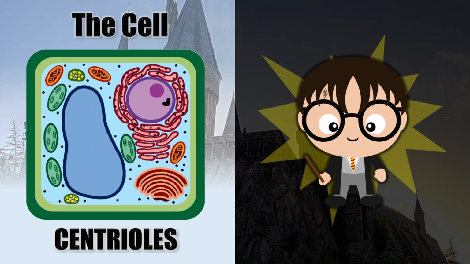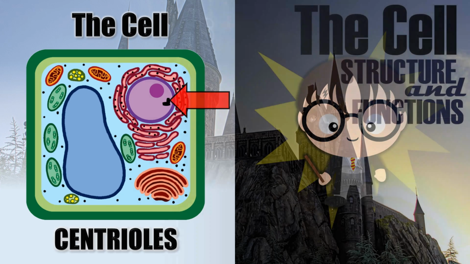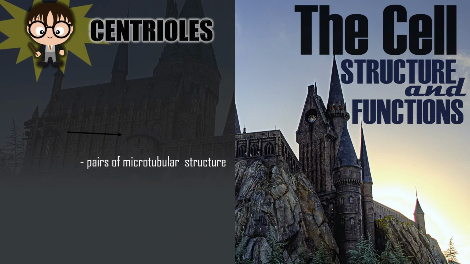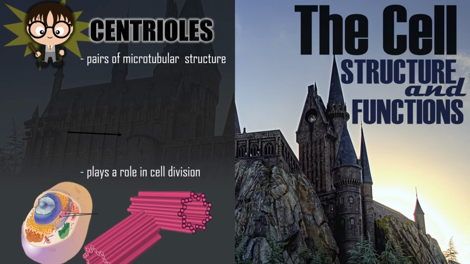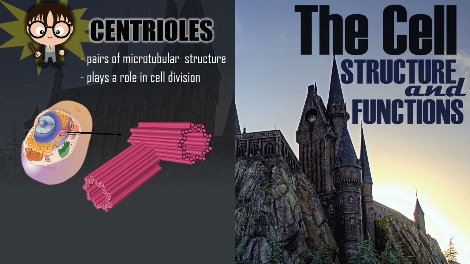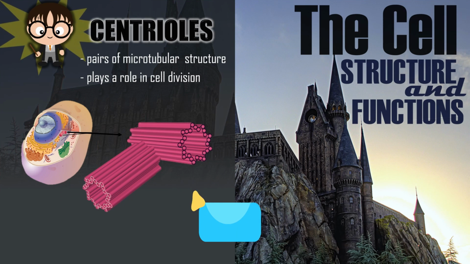Third is the centriole. Centriole is found inside the nucleus. During cell division, the microtubules eventually arrange themselves in a specific manner to form centrioles. So the centrioles are pairs of microtubular structures. Centrioles also play a vital role in cell division. These centrioles come in pairs and are at right angles with each other. They help in the separation and transfer of the replicated genetic materials in the cell called chromosomes.